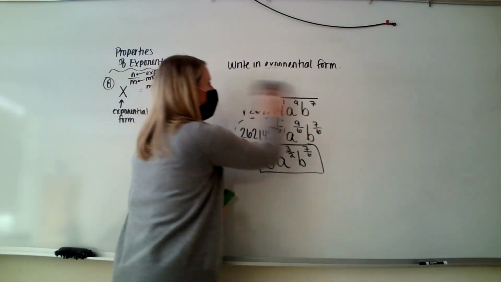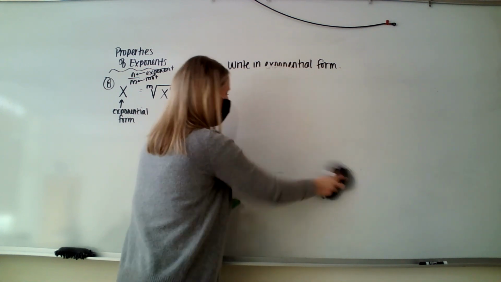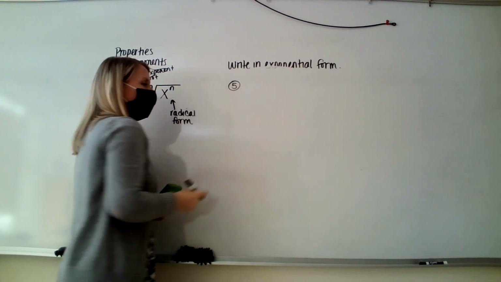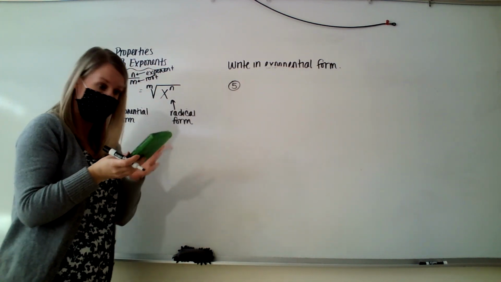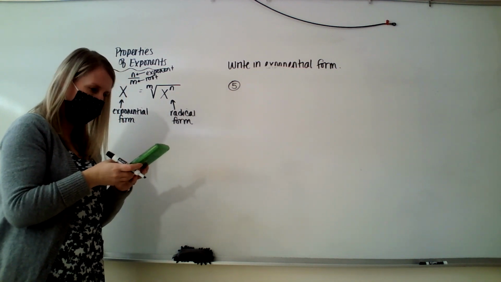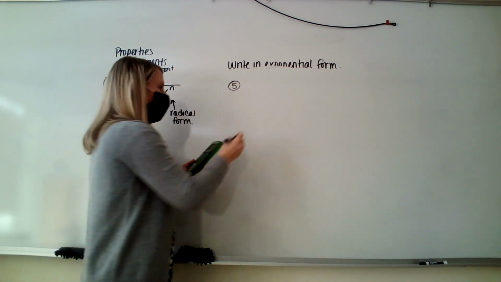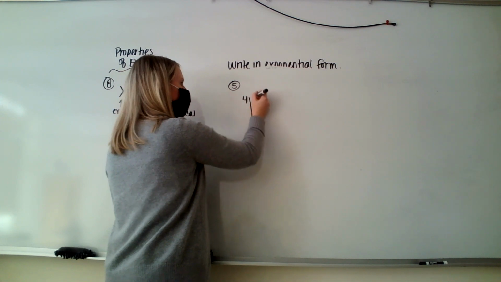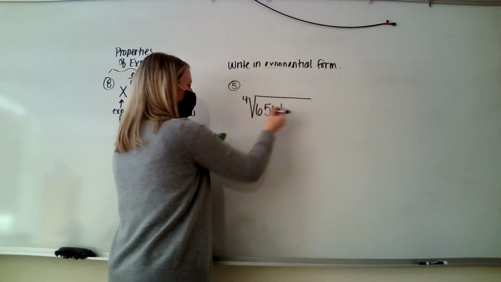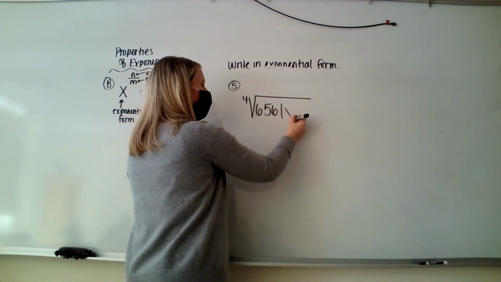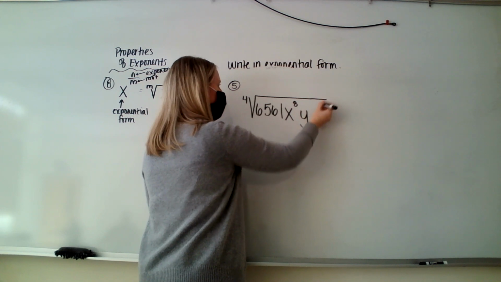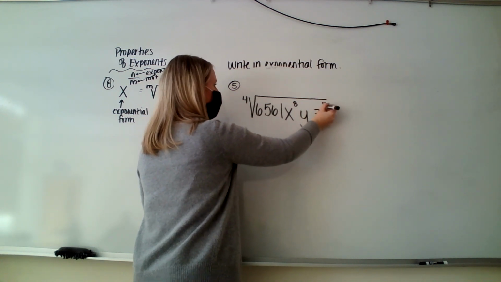All right, here's number 4. Number 5. Sorry, I'm using my calculator so I don't give you weird, crazy numbers that don't make sense. Let's do the 4th root of 6561, x to the 8th, y, z to the 5th.